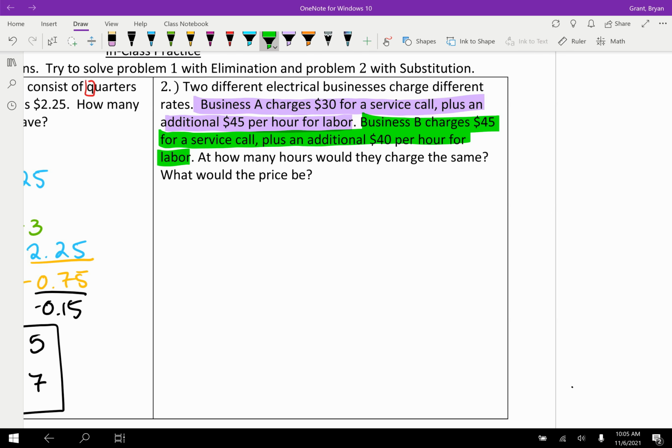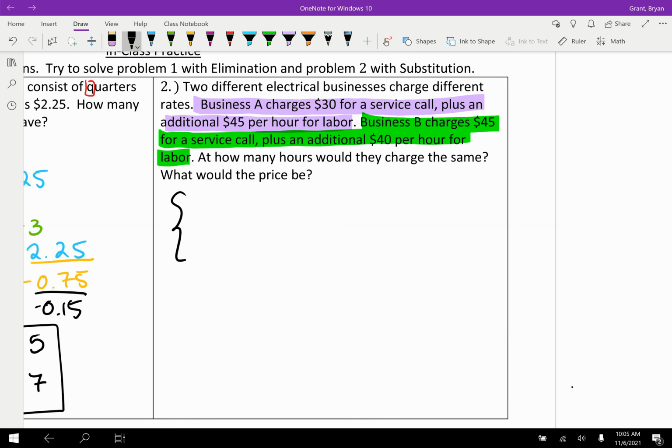I will also tell you, though, if these are electricians that are coming out, $45 an hour for labor or $40 an hour for labor is way cheap. I bet most electricians would charge between $50 and $100, if not more, per hour. It's a good trade to go into. All right, so let's get this done.